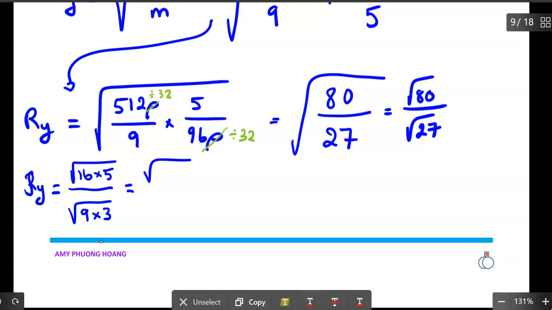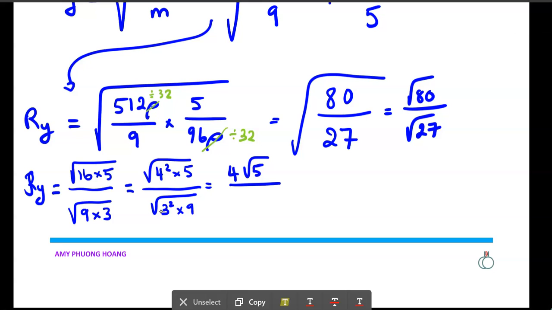Perfect square means I can raise this: 4 squared is equal to 16, and here I should have 3 squared equal to 9. So that means you can bring this across the radicand. So you will have 4 root 5, and you will have 3 root 3.